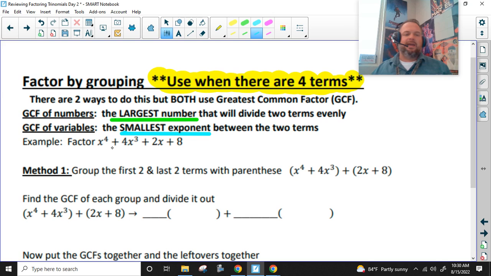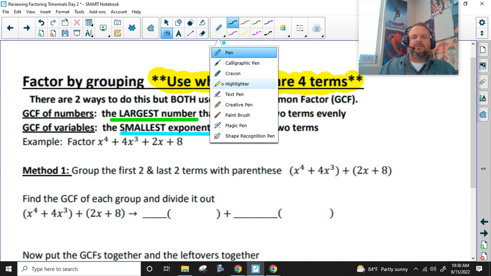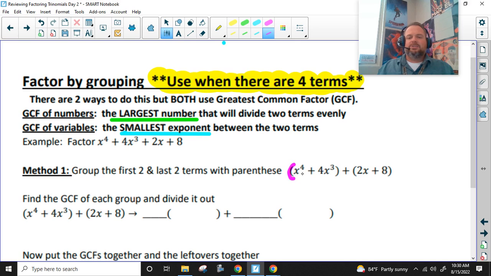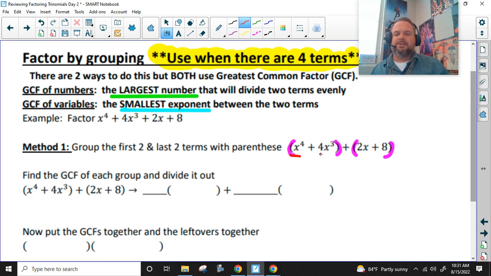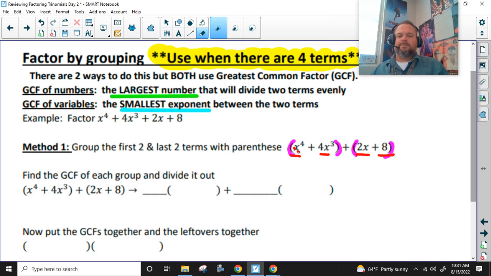All right. So we have this problem right here. We're going to factor it. The first thing we have to do, and I've actually done it for you, is you would group these terms with parentheses. That's what's called factor by grouping. Now, if we look right here, what is the biggest number that we can take out of this grouping right here? 1. Yeah, because x doesn't actually have a number, it's 1.